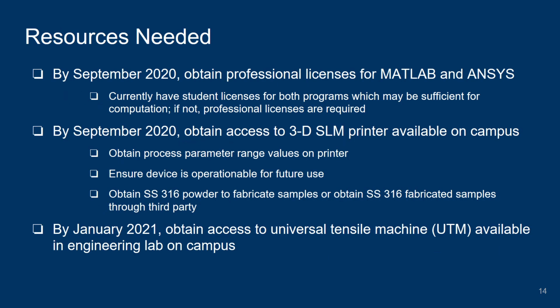Several resources needed for this project include professional licenses from MATLAB and ANSYS. By September 2020, I will need to obtain confirmation that a 3D printer will be available for students in the upcoming semesters. If so, then I can begin gathering the 3D printer specifications and ensure that the device is operational when I am ready to fabricate my specimens. For the second semester of this project, I should obtain access to the universal tensile machine available in the engineering lab on campus to conduct the tensile tests on the fabricated specimens.